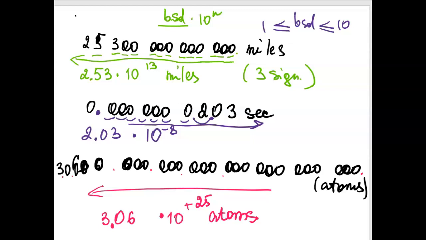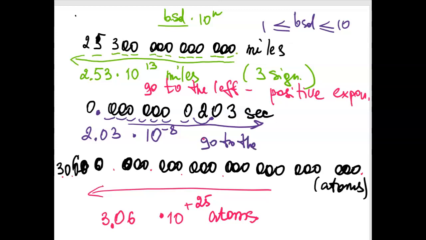So you go to the left, positive exponent. Go to the right, negative exponent. Okay?